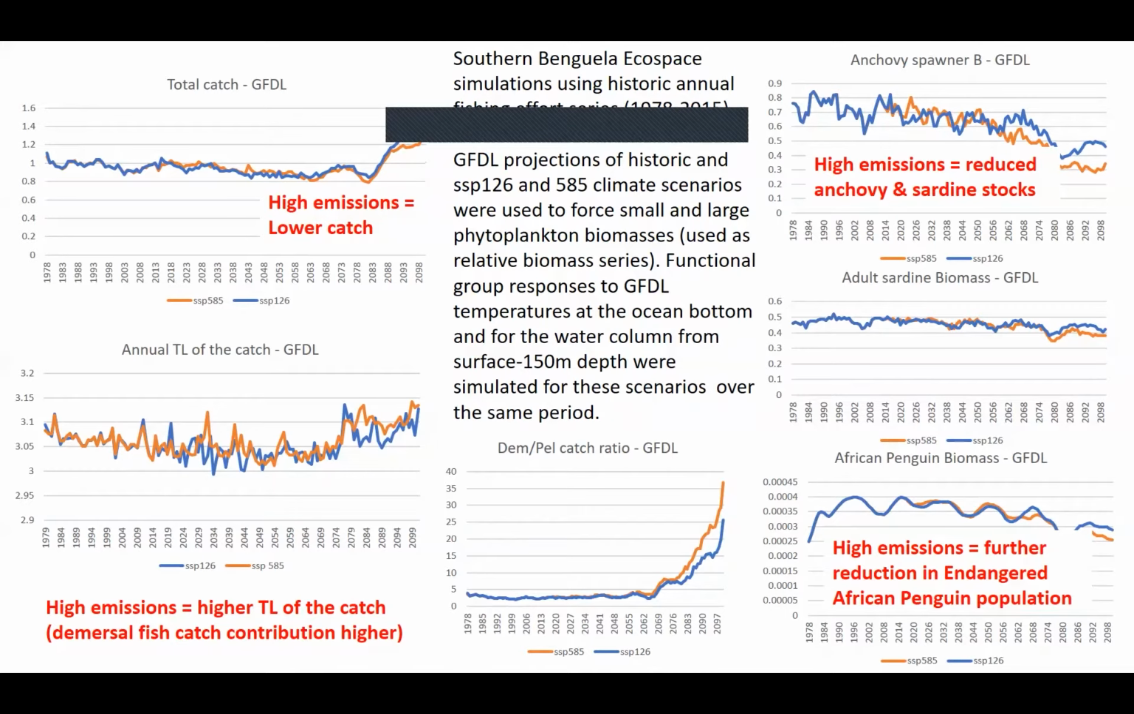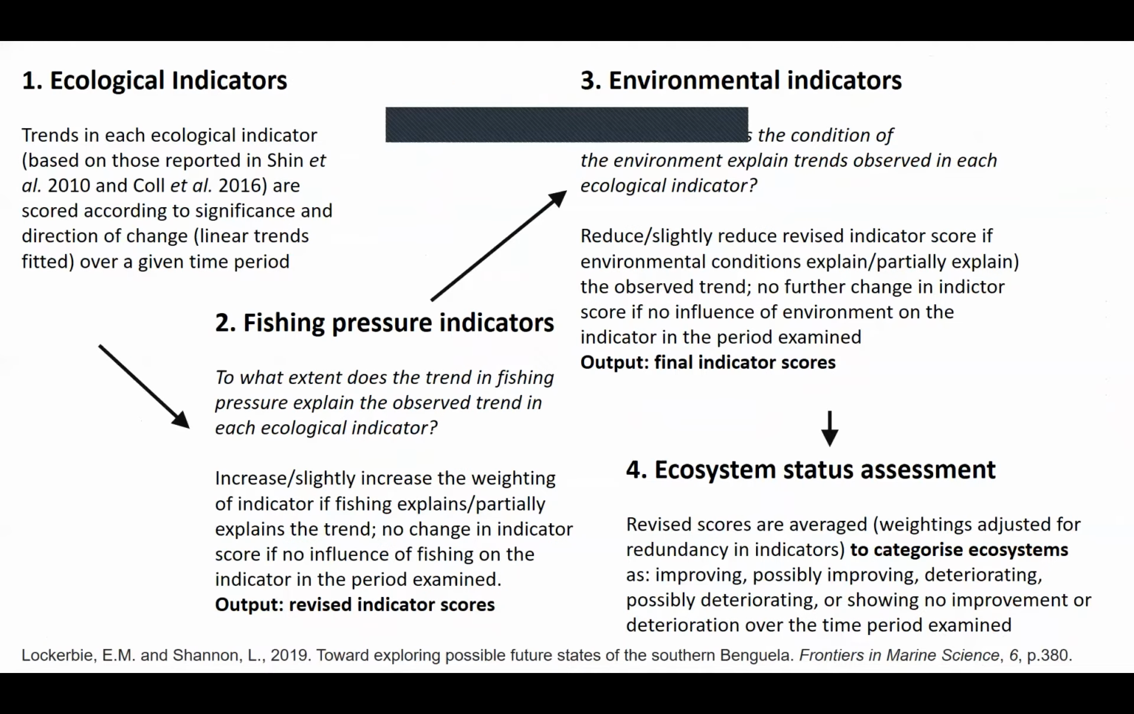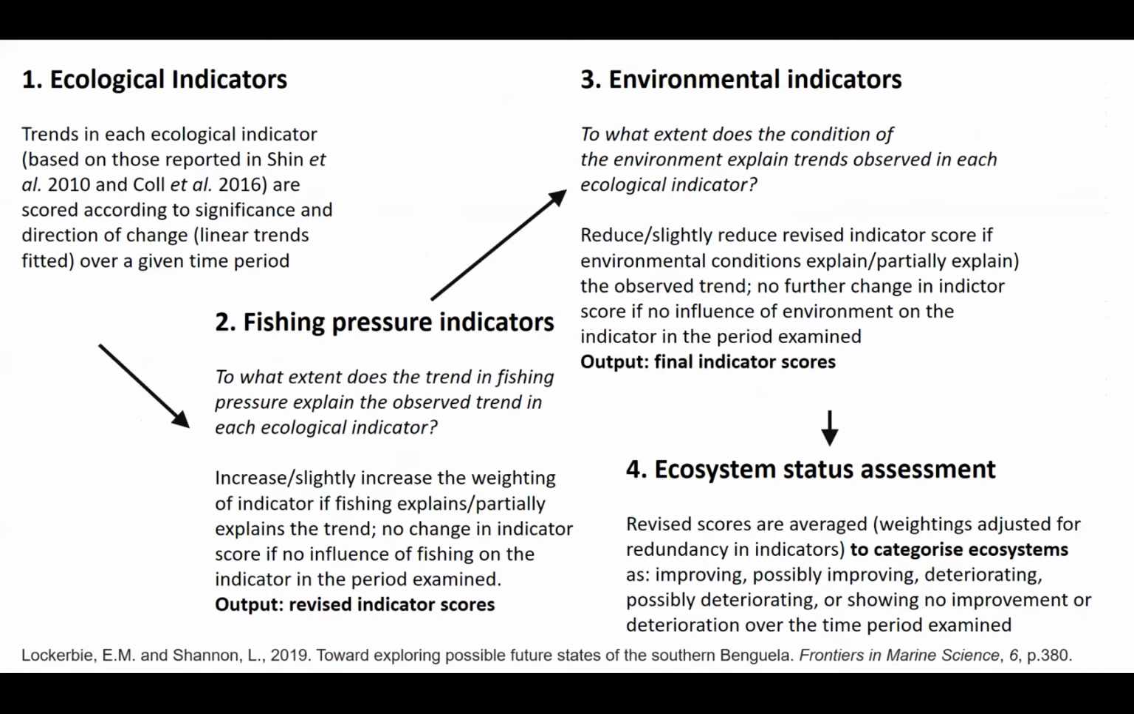But we get a huge amount of information from these kinds of models, and what we really need to do is synthesize this information in the form of indicators. So this is a framework which has been developed by Emma Lockerbie, and we've taken ecological indicators, be they database, be they model-based, in this case model-based, and we've looked at how these change over time under different fishing pressure or under different fishing scenarios.